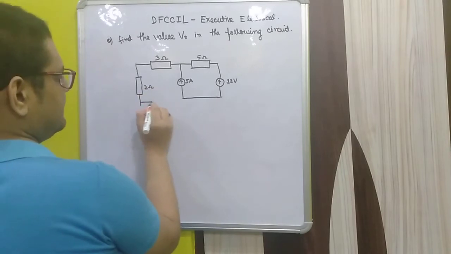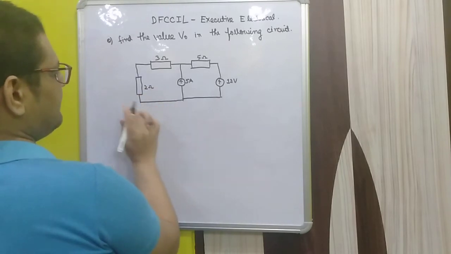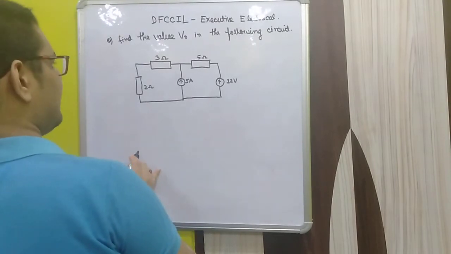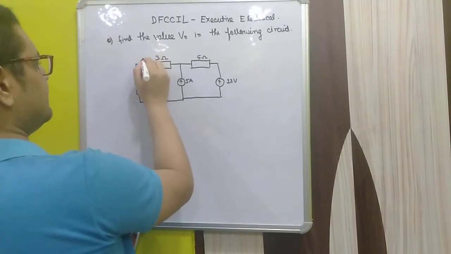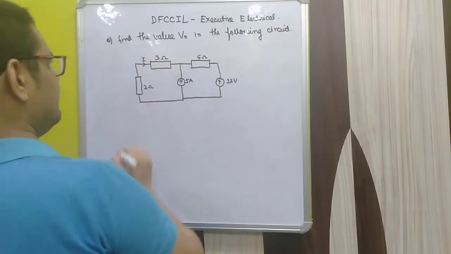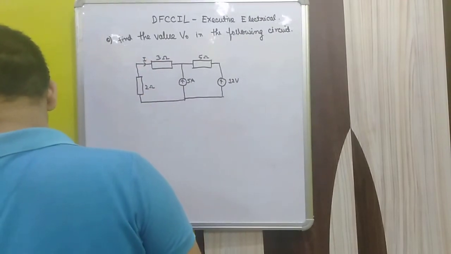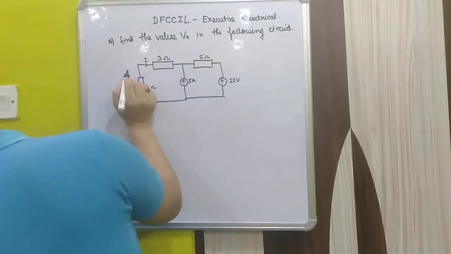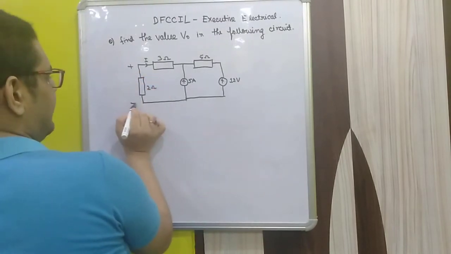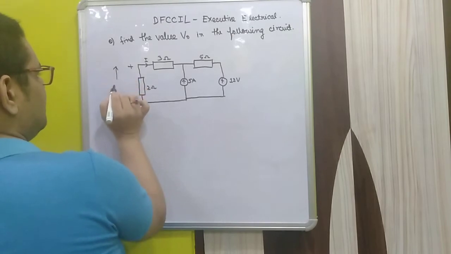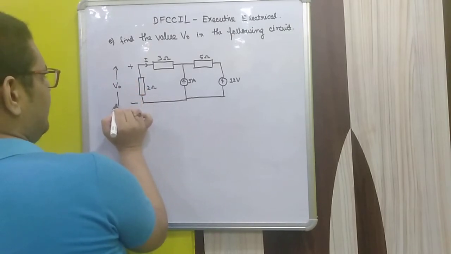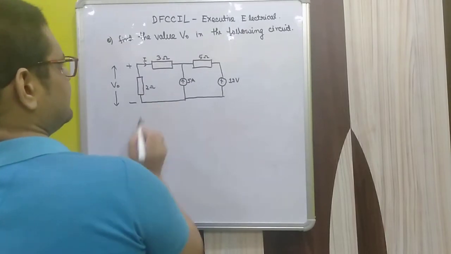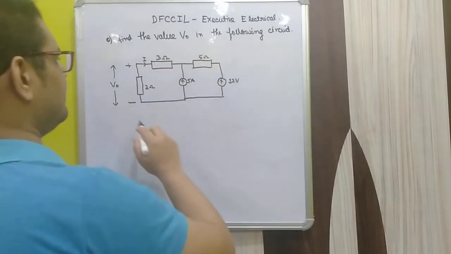This is the final circuit which came in the examination, and the current is flowing from this direction. The current value is I. So V naught is here, where here is the positive and here is the negative. We have to finally calculate V naught across the 2 ohm resistance. So how I calculate, you can check.